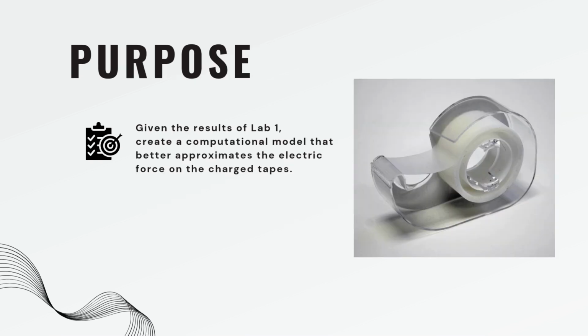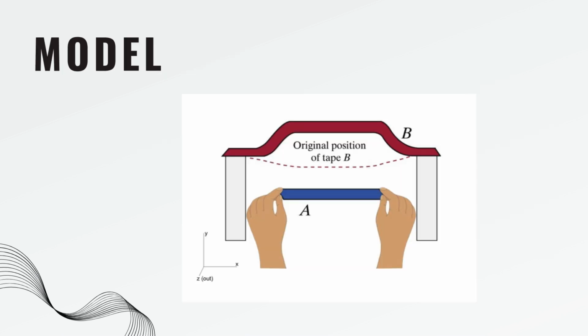The purpose of this lab is to create a computational model that will better approximate the electric force on the charged tapes, given the results of Lab 1 were for a point charge. The model is the same from Lab 1, which is a piece of tape floating above another piece of tape.